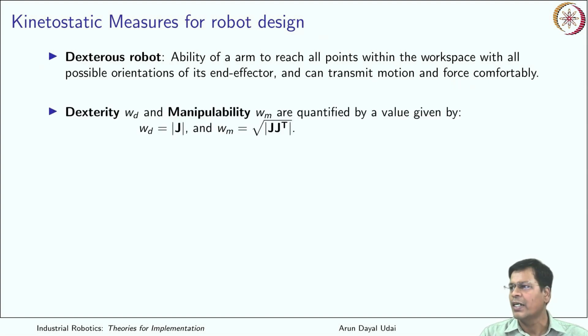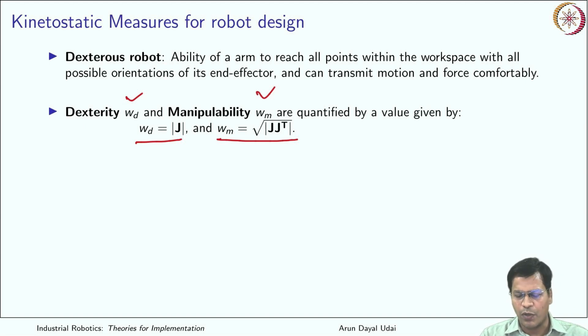So dexterity and manipulability, WD and WM, are quantified by a value given as WD is equal to the determinant of the Jacobian. J is the Jacobian over here, whereas manipulability is given as the determinant of J J transpose, and the square root of that will give you WM. Both are effectively the same.